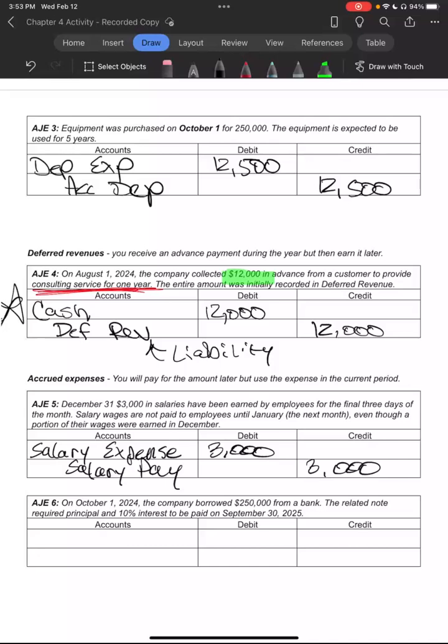All right, so moving on to adjusting journal entry number 6. On October 1st, 2024, company borrowed $250,000 from the bank. The related note required principal and interest 10% to be paid on September 30th, 2025. Okay. There's a lot going on in here that you won't think about until you stop and read it. October 1st, very important date, right? That tells us how long during the year we had the loan, which is going to help us calculate how much interest we owe. Okay.